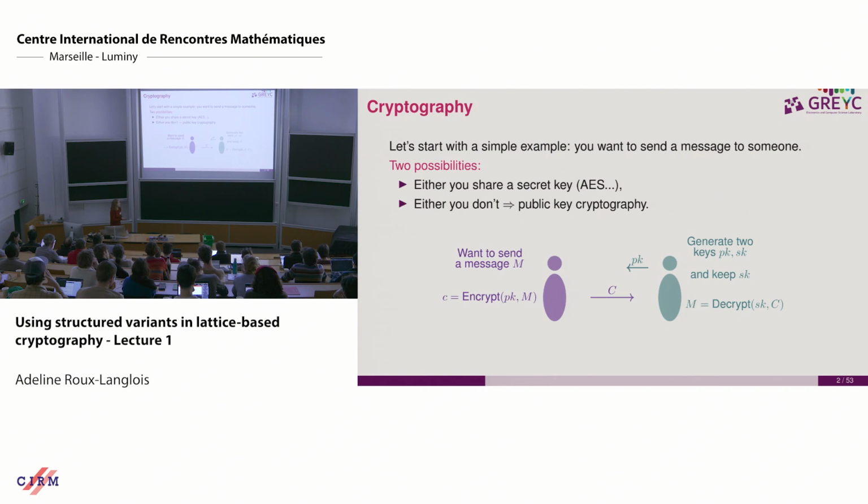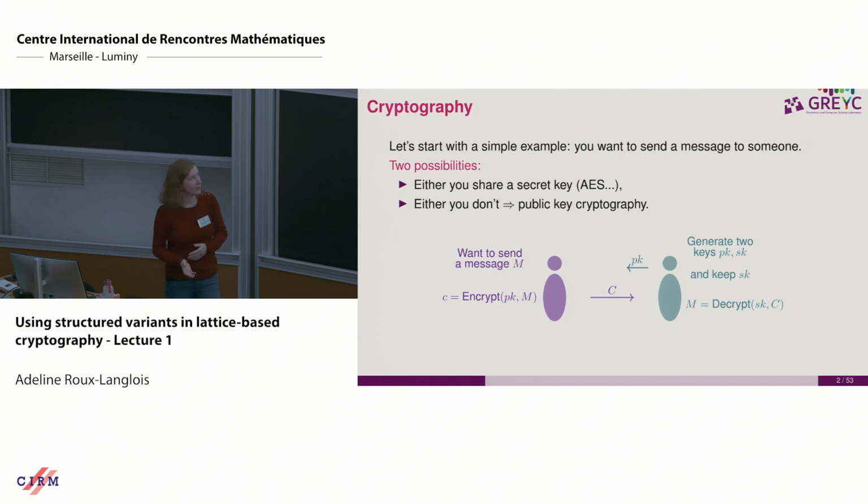So what is public key cryptography? It's the idea that you can have two keys instead of one. Here you have the example of an encryption scheme. You want to send a message, and someone generates two keys. PK is the public one, SK is the secret one. You give your public key to everyone, on your website, anywhere, and then anyone can send you a message. To send you a message, you encrypt it using the public key and send it, and the receiver, using its secret key, can decrypt.